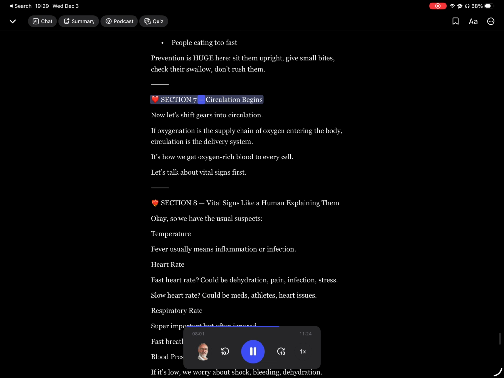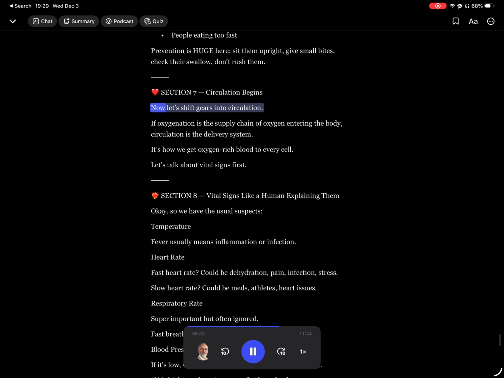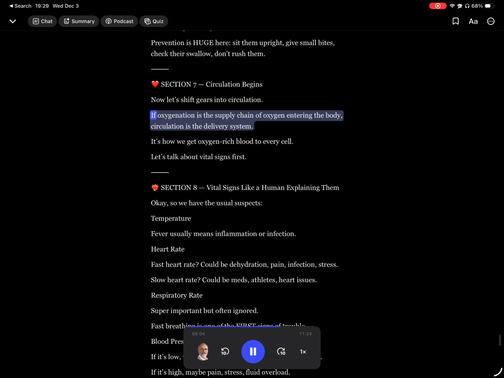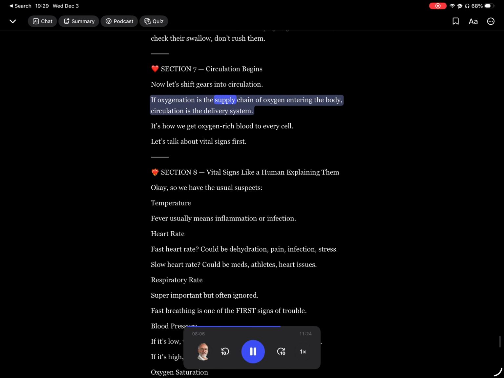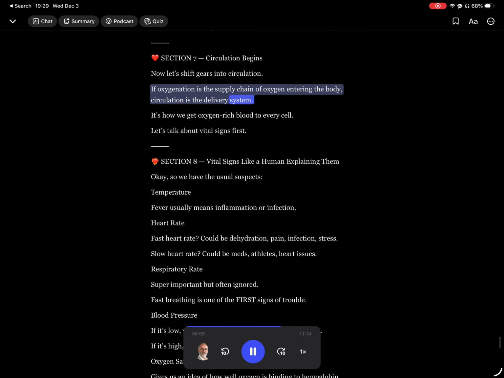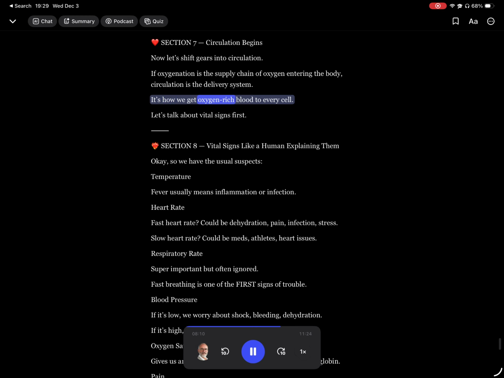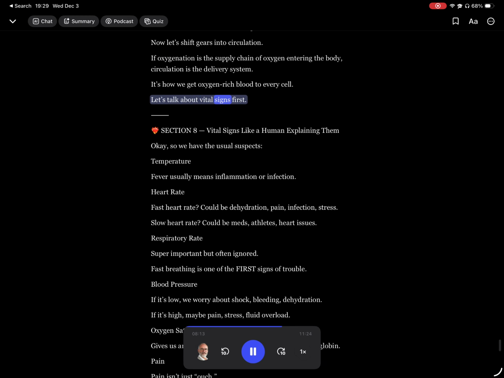Section 7. Circulation begins. Now let's shift gears into circulation. If oxygenation is the supply chain of oxygen entering the body, circulation is the delivery system. It's how we get oxygen-rich blood to every cell. Let's talk about vital signs first.